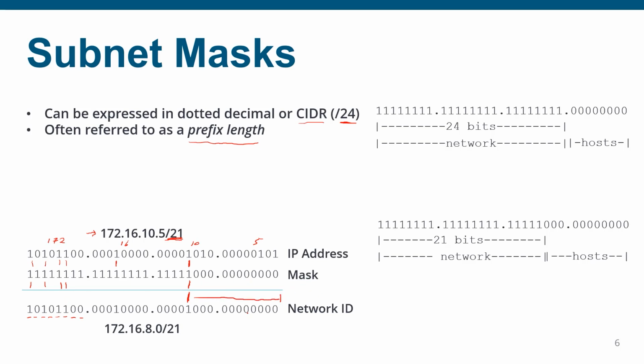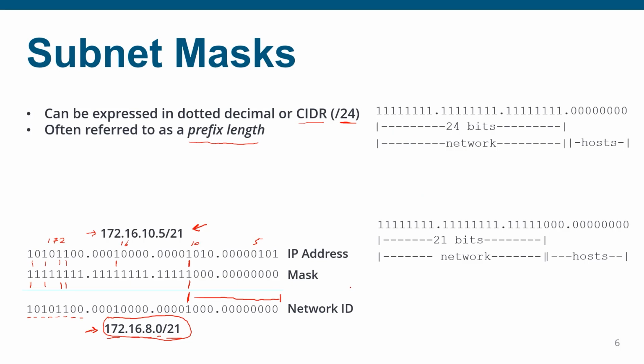If we add this up in binary and convert it to dotted decimal, we get this address, 172.16.8.0/21. That is the network identifier, the first address in the network that this IP address is a part of. Okay?